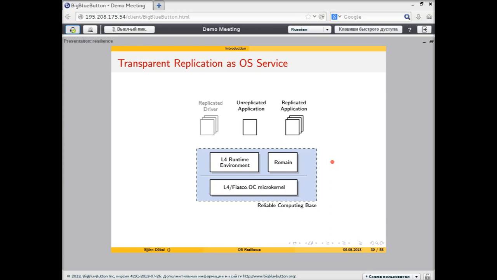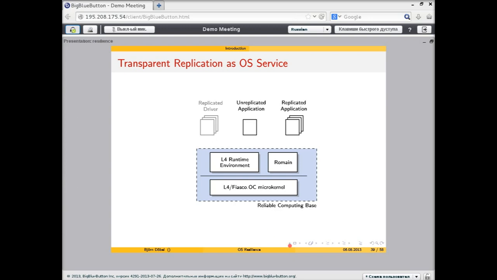Let's first give this layer a name. We call this the reliable computing base, because this is similar to the trusted computing base in security. The reliable computing base is all the code that you need to trust in order to gain replication and gain fault tolerance against hardware errors. At the end of this talk, I'm also going to describe some ideas on how we can protect this part of the system. But first, let's have a look at how Romain actually works.